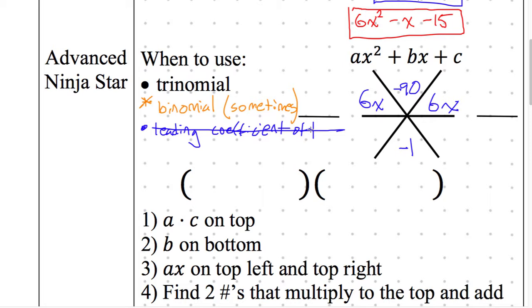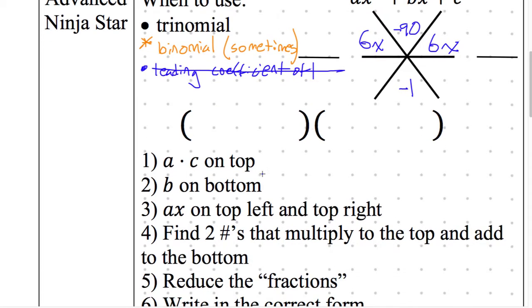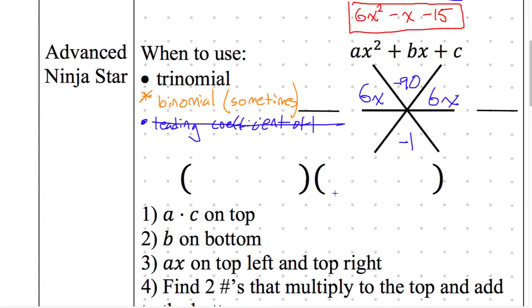All right, then we're moving on. Now, I'm finding 2 numbers that multiply to the top and add to the bottom just like last time. So what times what is negative 90? Ooh, that's a hard problem. Well, 45 and 2 make 90, but 45 times negative 2 adds up to 43. So what else times what else is 90? What times what is 90?